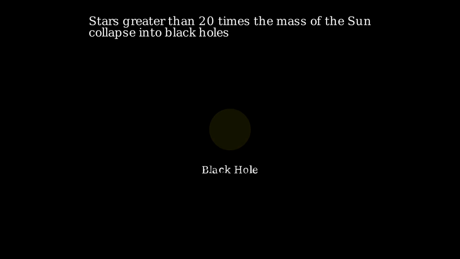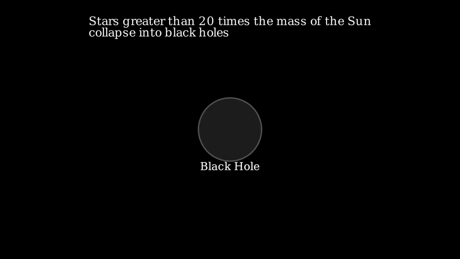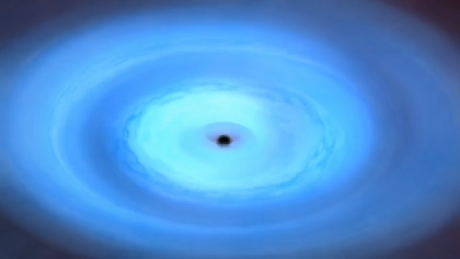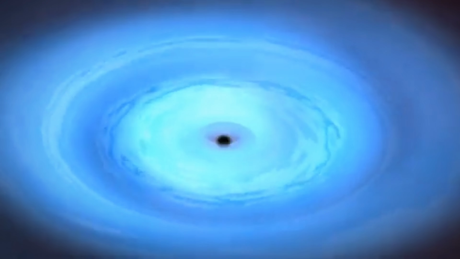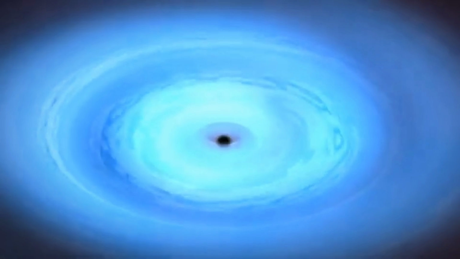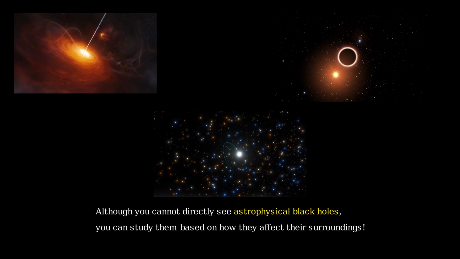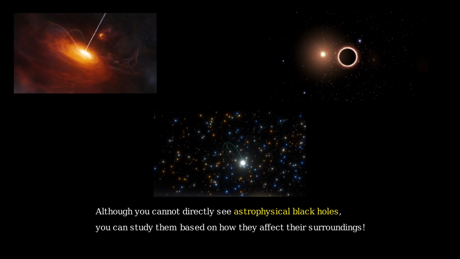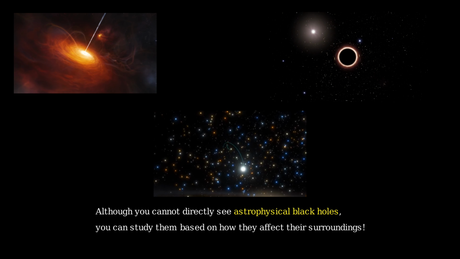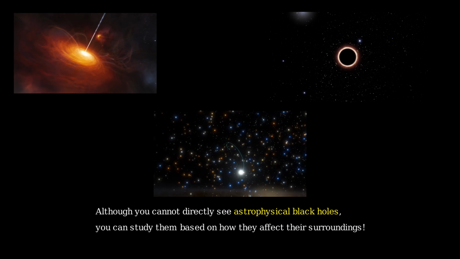Stars greater than 20 times the mass of our Sun collapse into black holes, undergoing a violent supernova explosion, leaving behind a dense core from which even light cannot escape. Although you cannot directly see astrophysical black holes, you can study them based on how they affect their surroundings.